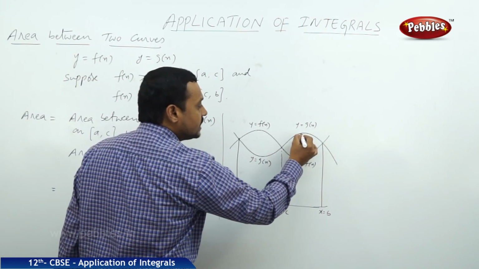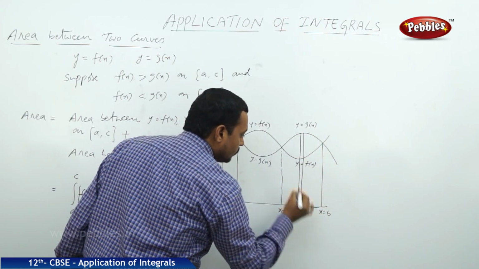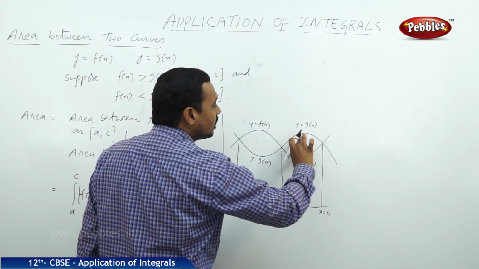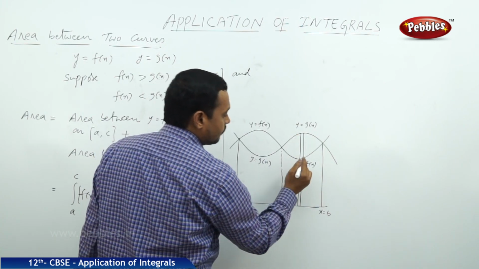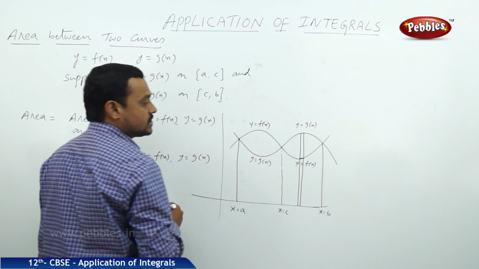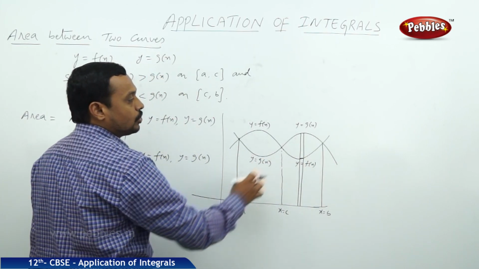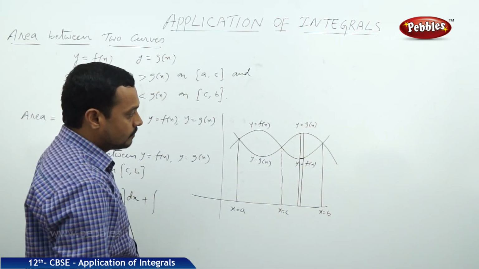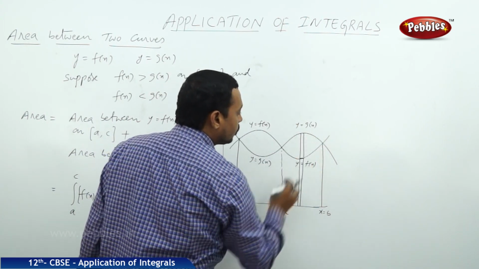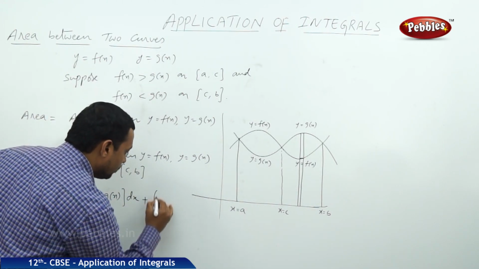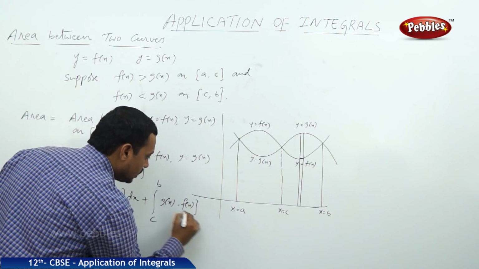So if we consider an elementary strip, then the length of the strip between the two curves is g(x) minus f(x), and the width of the strip is dx. Then the elementary area formed by the strip is g(x) minus f(x) into dx. Therefore, the area of the region bounded by the two curves is the integral from c to b of g(x) minus f(x) dx.